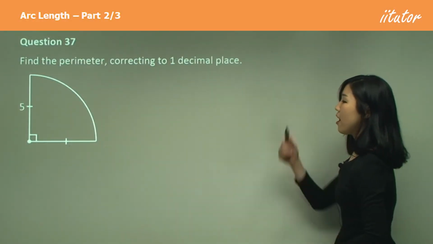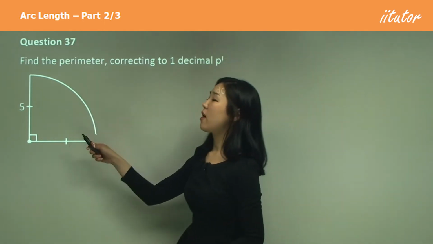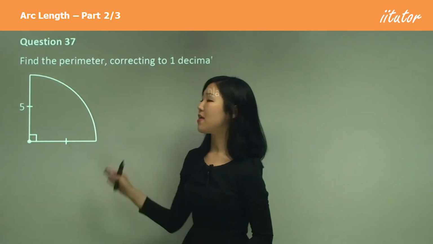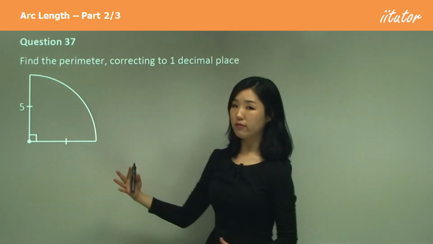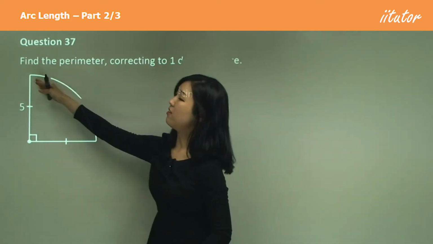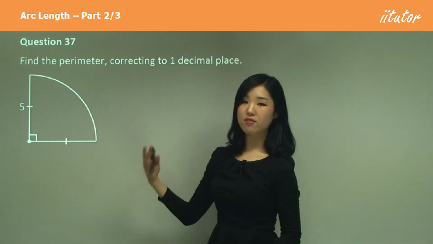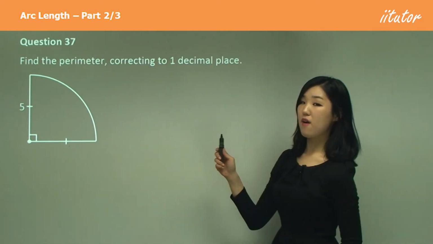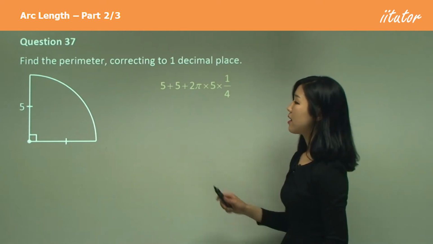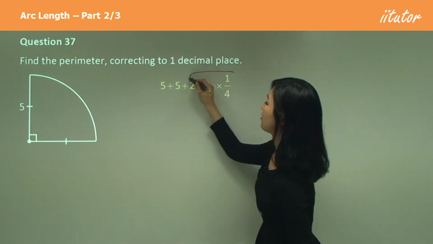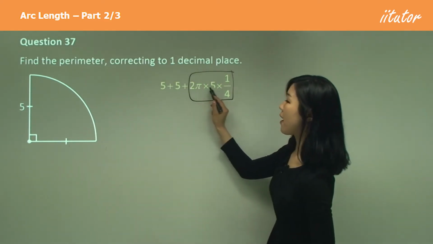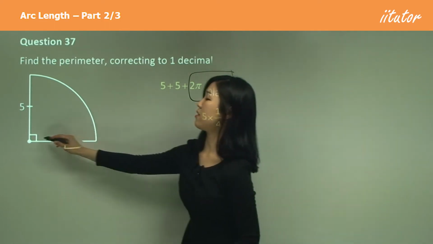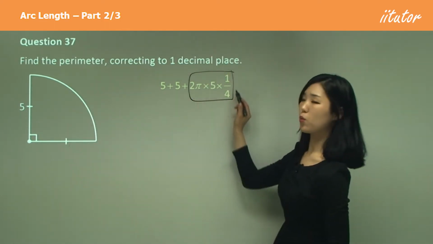Find the perimeter. This time, because it's a right angle triangle, you can tell that this is a quarter of a circle. So this fraction is a quarter. That arc is a quarter of the full circle. So let's first find the arc. This part is the arc. It's going to be 2 pi r, radius which is given as 5, times a quarter.